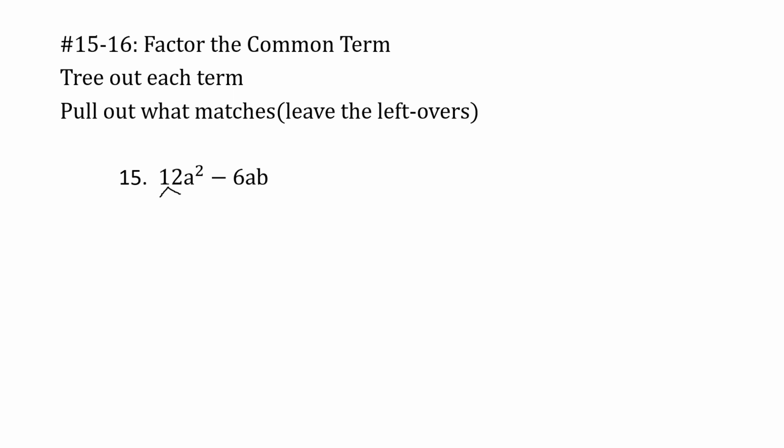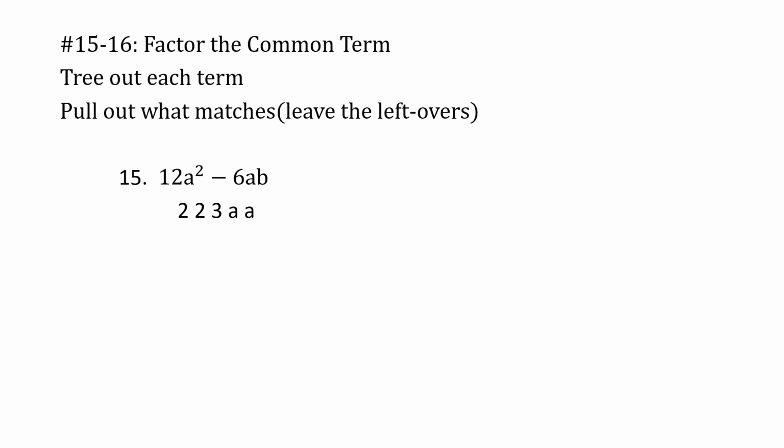12 can break into 4 and 3. You could also break into 2 and 6. Either set will get you to the same complete endpoints. And then 6 can break down into 2 and 3. So remember prime factoring? Now, because I've already typed all of this up, I need to erase the trees there. When I break this into prime factors, I end up with 12a squared becomes 2, 2, 3.